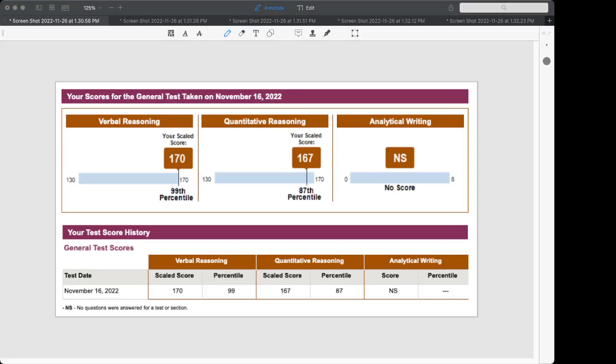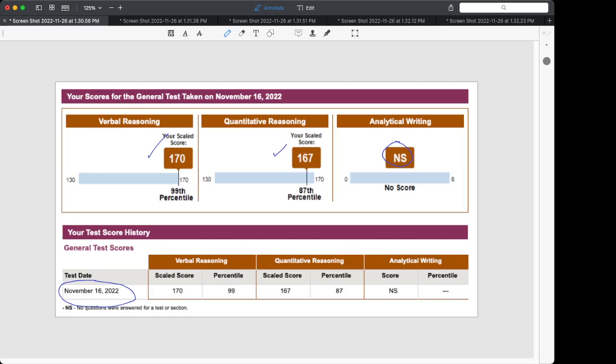Okay, let's go through my GRE report for the test I just took on November 16th. And pretty obvious what's going on here. We have a verbal score, we have a quant score, and we have an NS for the analytical writing because I skipped it. So you can see the percentiles down there.